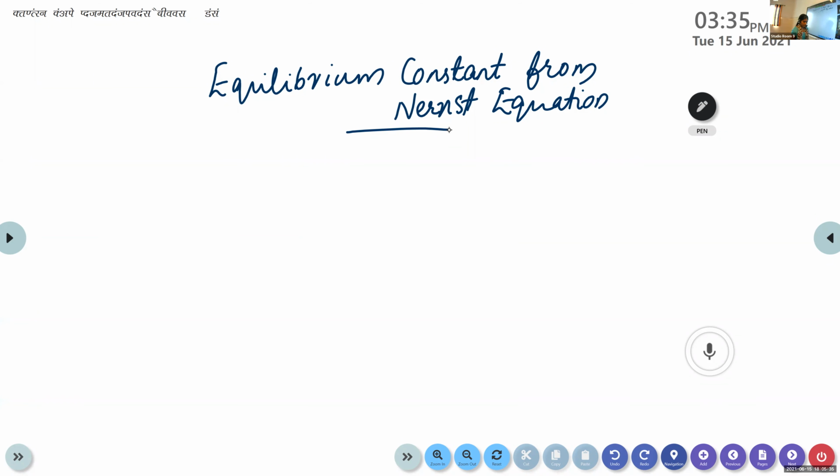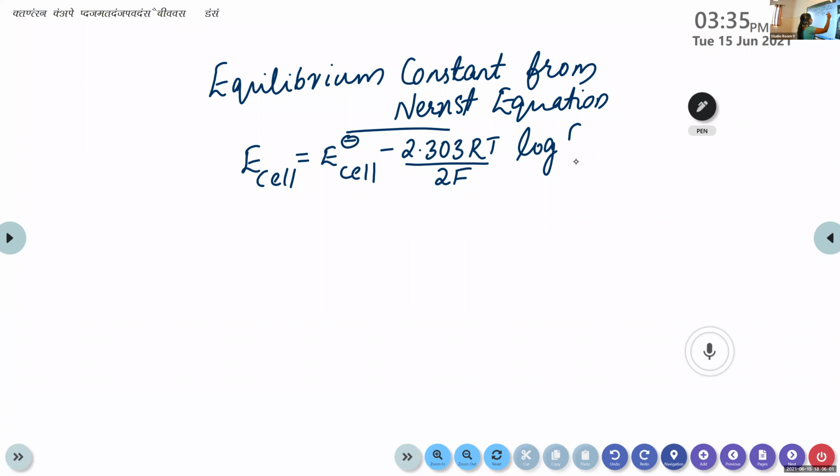Then first you have to write the Nernst equation. E cell is equal to E° cell minus 2.303 RT by 2F log of concentration of Zn2+ divided by concentration of Cu2+. So this is the Nernst equation for Daniell cell.